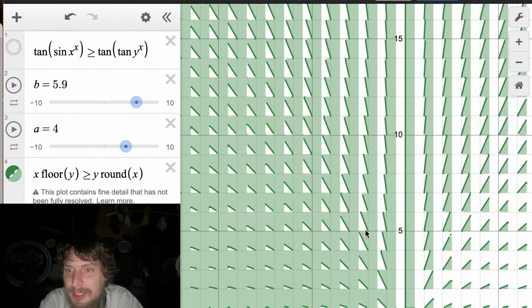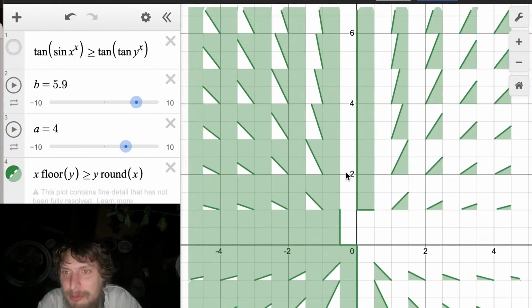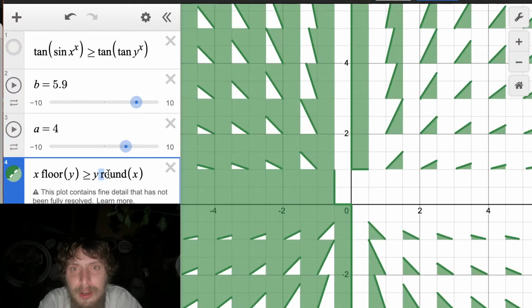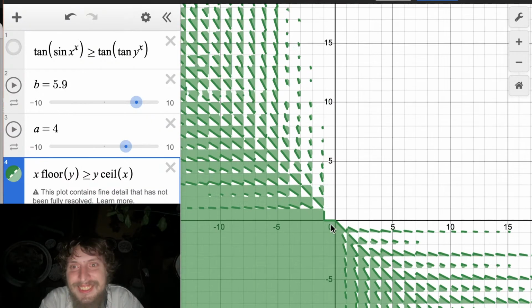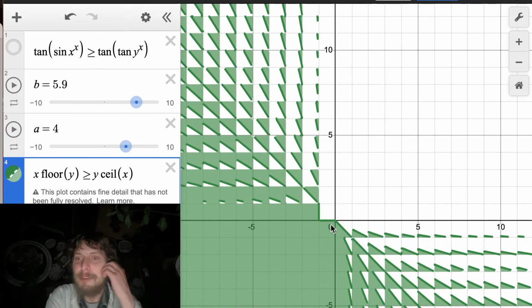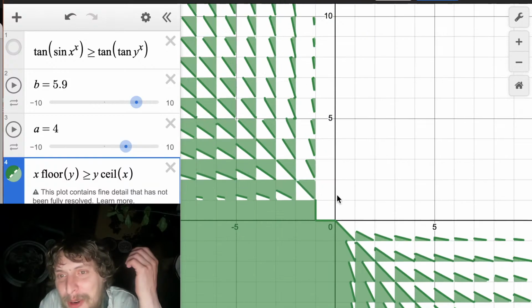So here we get, that's interesting. Yeah, when one's floor and one's round, it looks much different. What if one's floor and one's ceiling? Whoa. See, very different. And here we're getting different sorts of actual symmetry that emerge. It appears, at least, or are we?